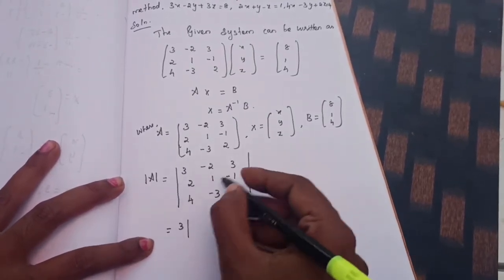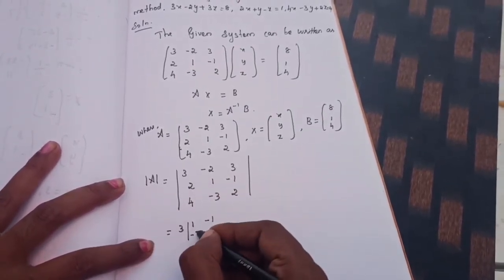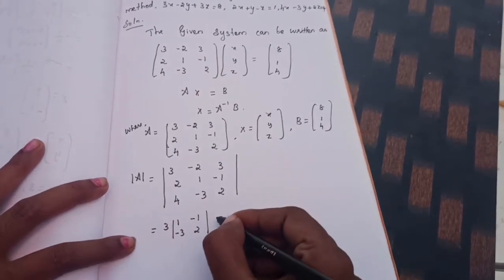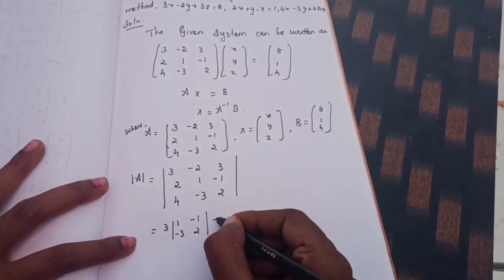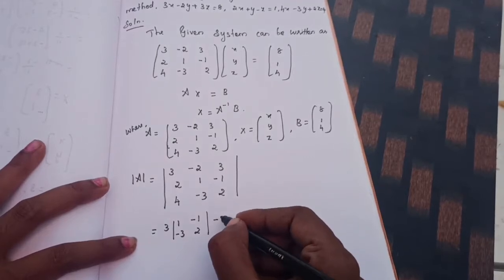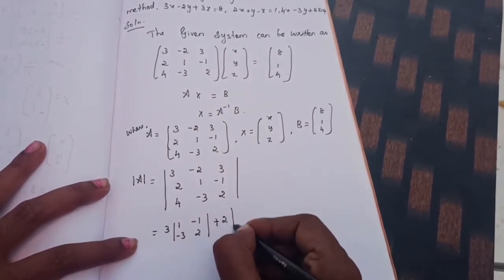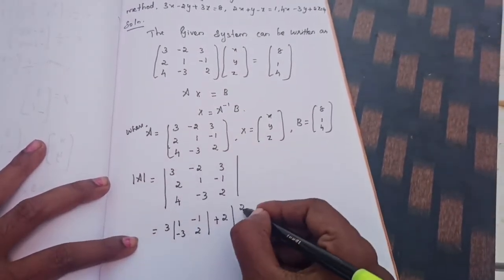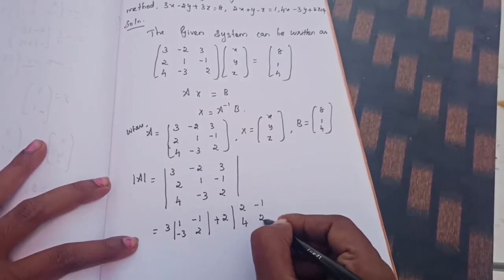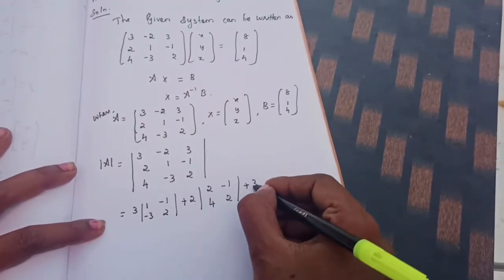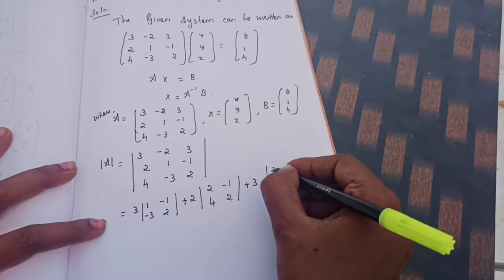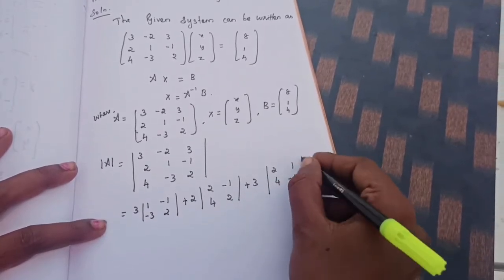3 into this, and this you will cancel. 1 minus 1 minus 3, 2. Then minus of minus, how much will you get? Minus of minus plus 2. Then this and this will cancel. So 2, 4 minus 1, 2. Then last one, plus 3 into this, and this will go. So 2, 1, 4 minus 3.